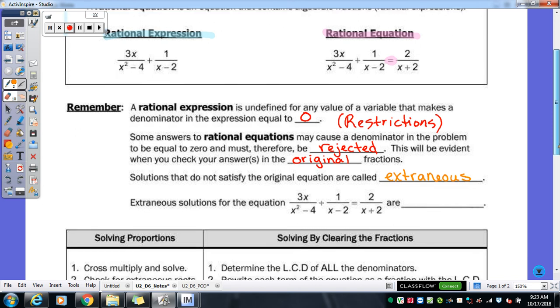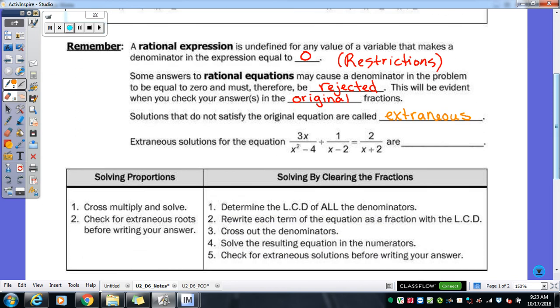So for this example of extraneous solutions, if I factor this out, I would get x minus 2 times x plus 2. So therefore, my restrictions from this would be positive 2 and negative 2. And then for my other two fractions, I would still get positive 2 again, and negative 2 again. So our two extraneous solutions for that equation would be positive 2 and negative 2. If we ended up giving those as answers, we'd have to reject them and then move forward from there.